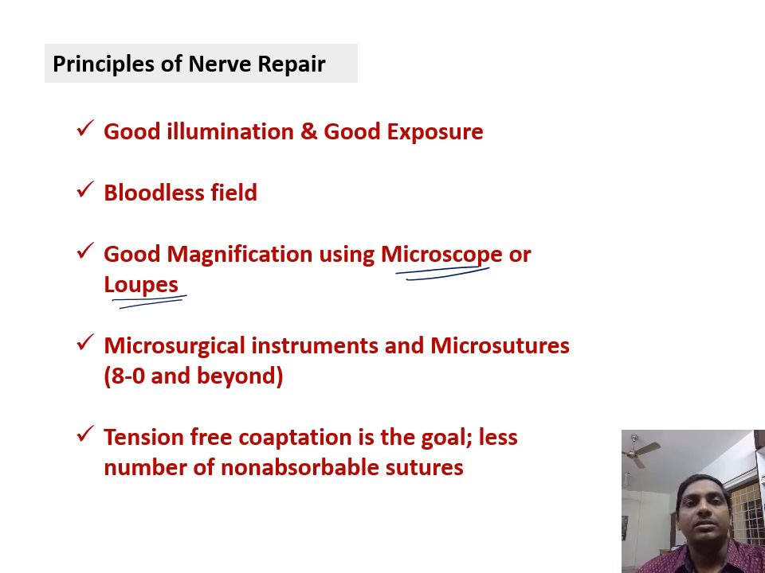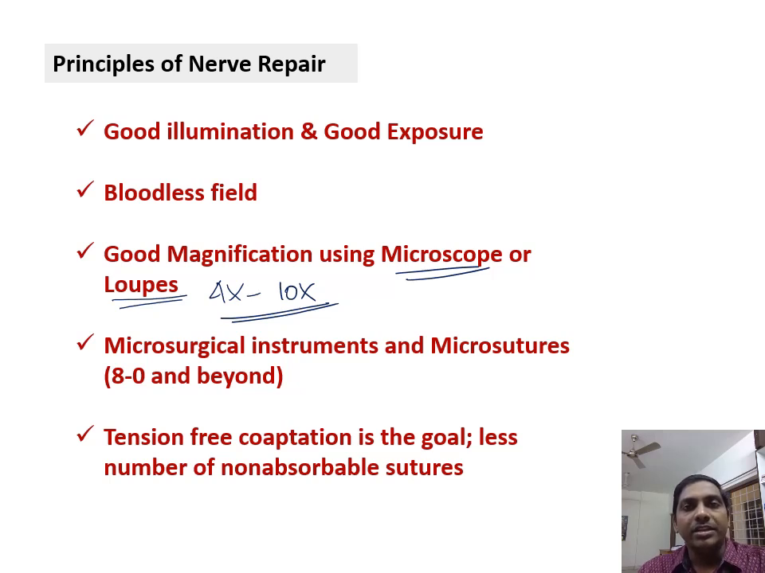Plastic surgeons use a microscope and loupes to get very good magnification of around 4 times to 10 times, which will help in delineating the sheaths of the nerves, thereby achieving perfect anastomosis. This is possible with the help of microsurgical instruments and microsutures like 8-0, 9-0, 10-0, etc. We will discuss the sutures and suture threads and the zeros in one of the videos.